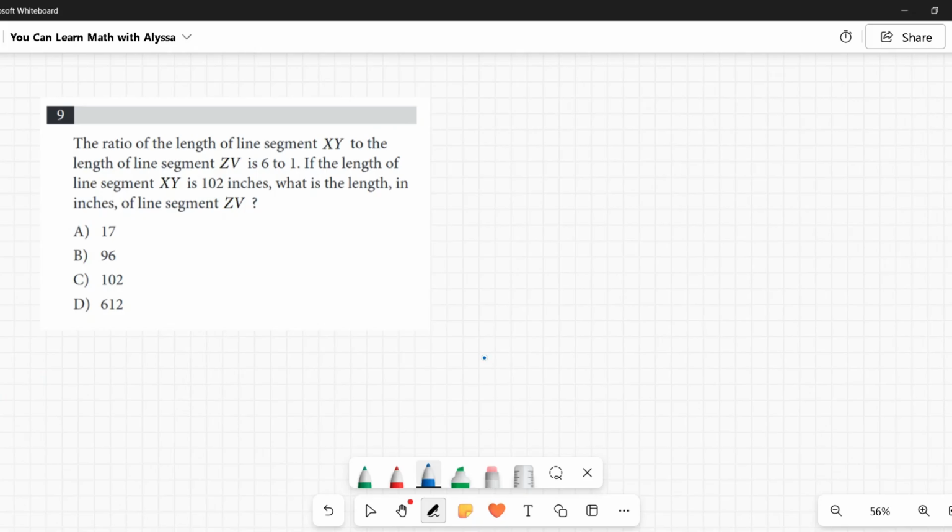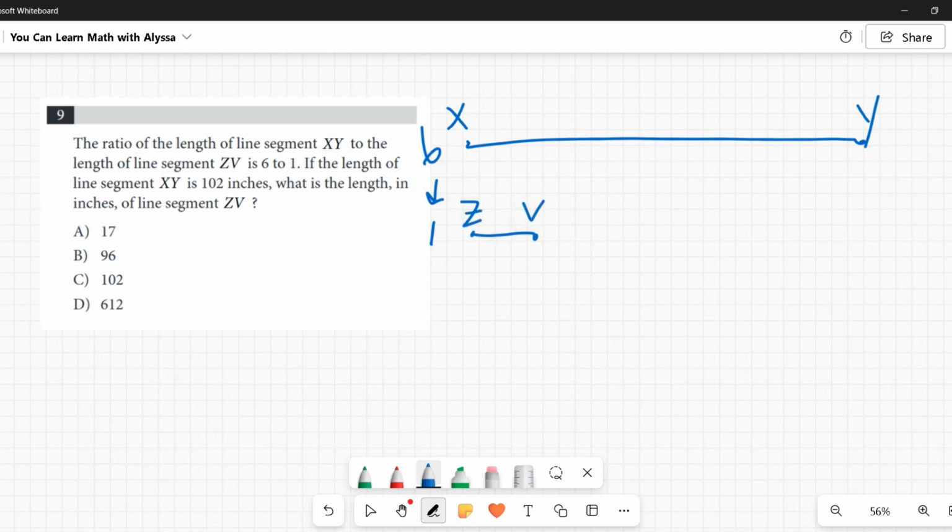Number 9, the ratio of the length of line segment XY to the length of line segment ZV is 6 to 1. Okay, so I'm going to start drawing. I've got a line segment XY, and its ratio to line segment ZV is 6 to 1. So I'm going to write that. So I know that line ZV is going to be way shorter.